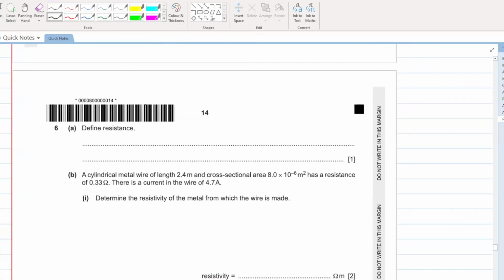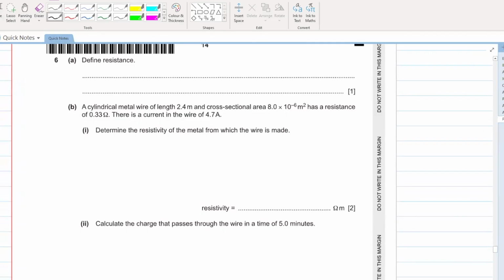Let's wait then move ahead. Define resistance. What is resistance? Very, very easy to define. Potential difference per unit current.